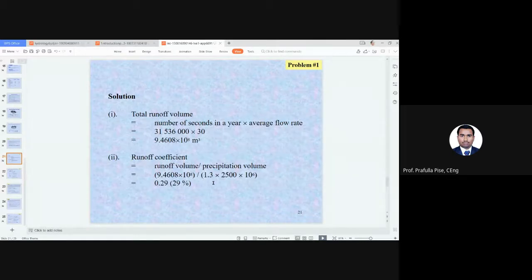So 1.3 times 2,500 times 10 to the power 6. You get the answer 0.29. So that is the runoff coefficient. If you want to express this runoff coefficient in percentage, you can say it's 29%.